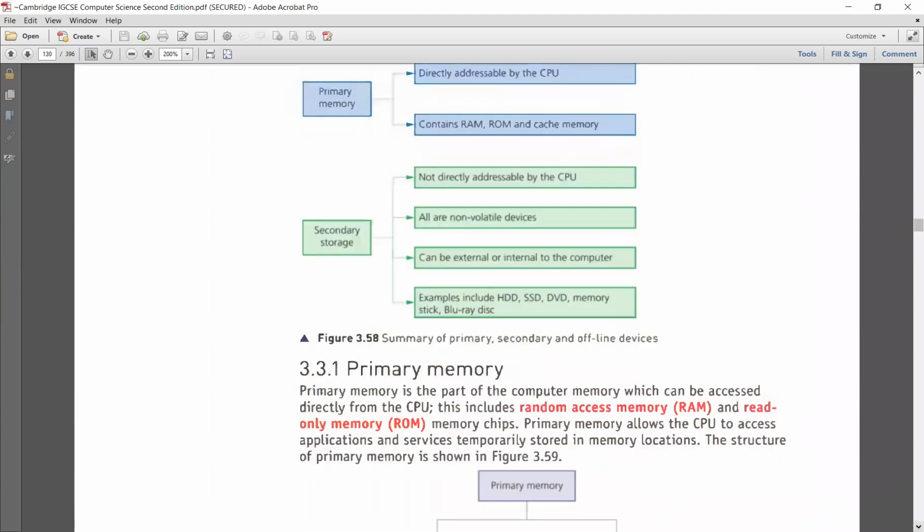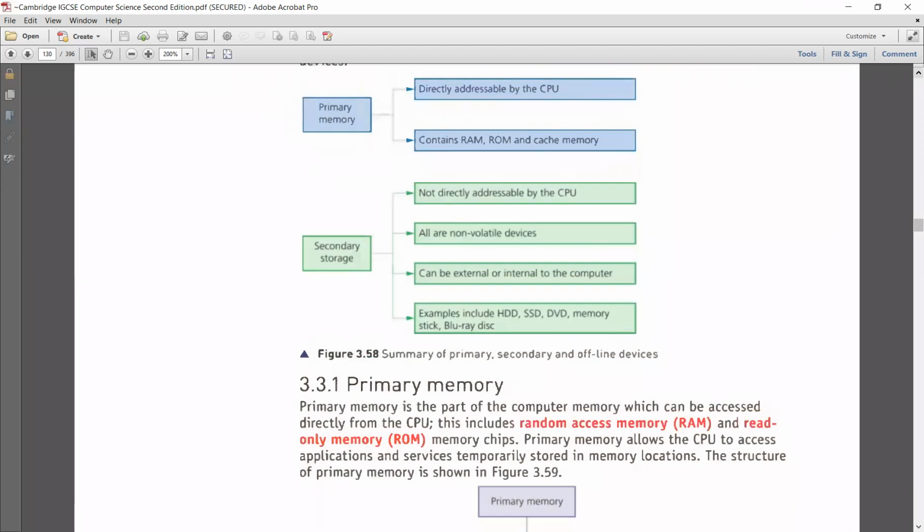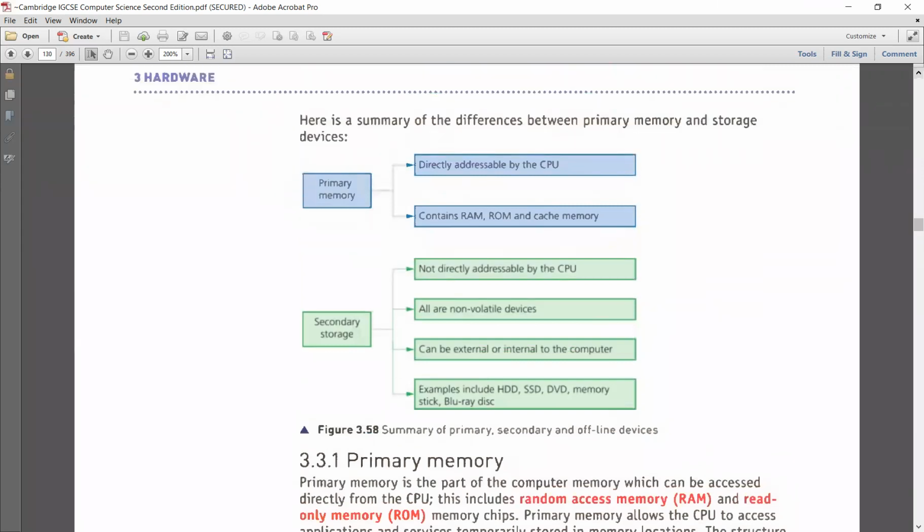Moving further, what you need to know is the difference between primary storage and secondary storage. You can see, primary is directly accessible by the CPU, and contains RAM, ROM, and cache memory. On the contrary, secondary storage is not accessed directly by the CPU. All are non-volatile devices, but as far as primary is concerned, ROM is non-volatile, but RAM is volatile. It can be external or internal to the computer. Examples include HDD, SSD, DVD, memory stick, and Blu-ray disc.